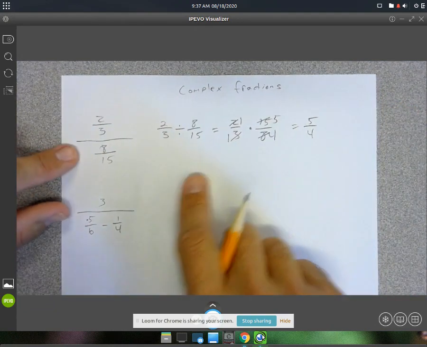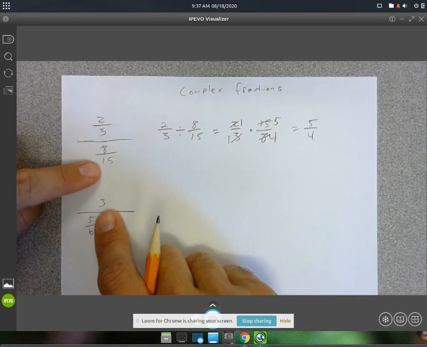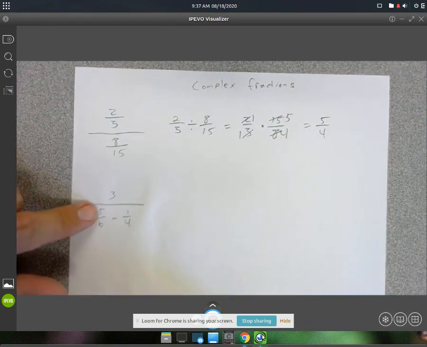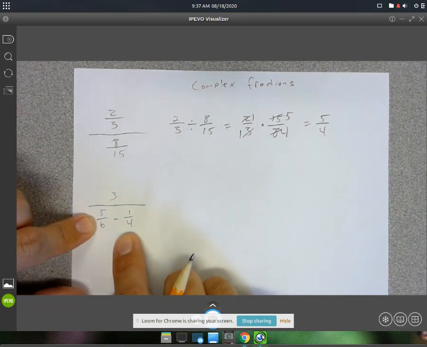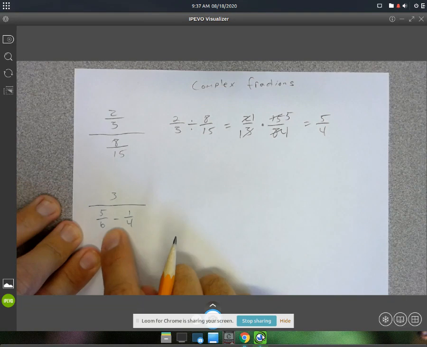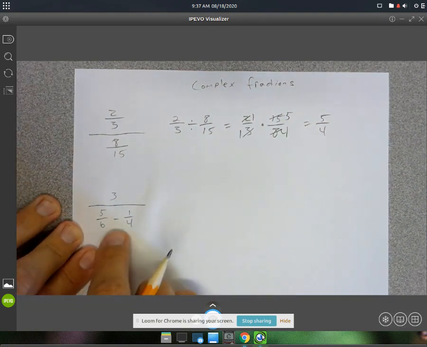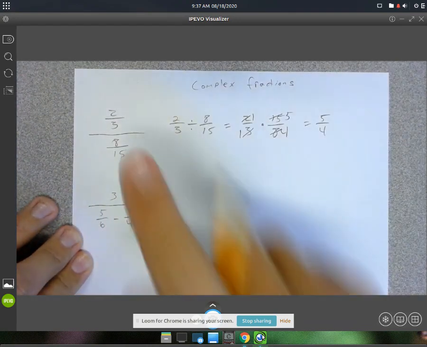Now the trick is going to be to get our problems in this form, where we have a fraction divided by a fraction. Let's do another example here. This will be the more common example that you'll see, where you've got some fraction with addition or subtraction going on. We're going to use the first method here. We're just going to add or subtract these fractions like normal to get it in this form.